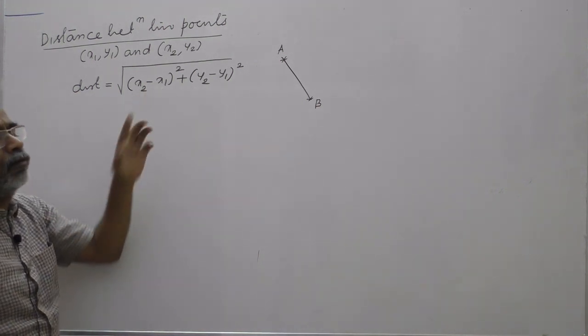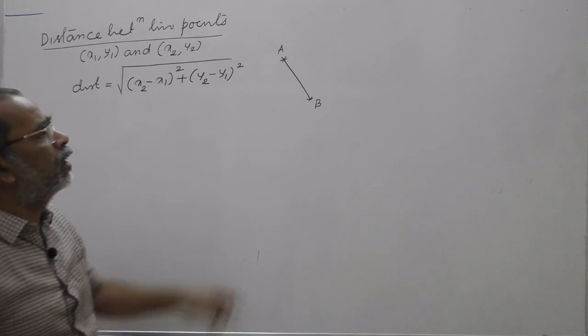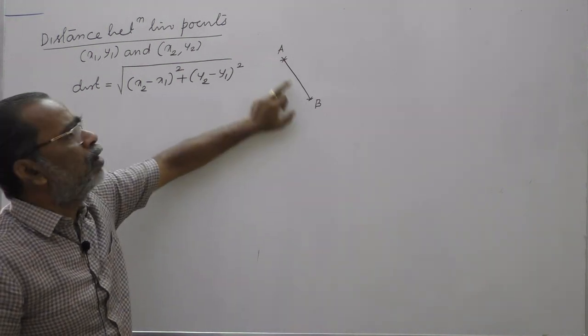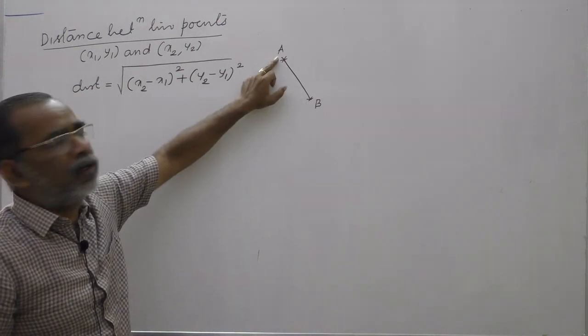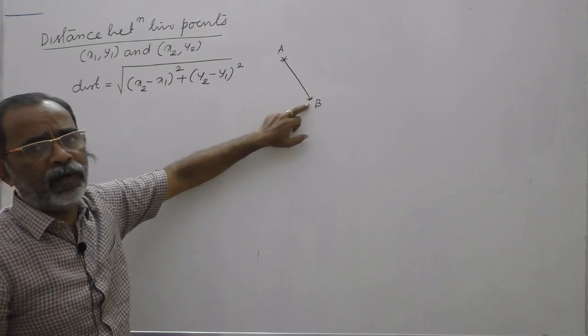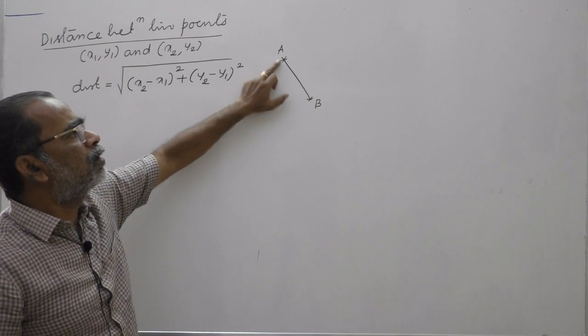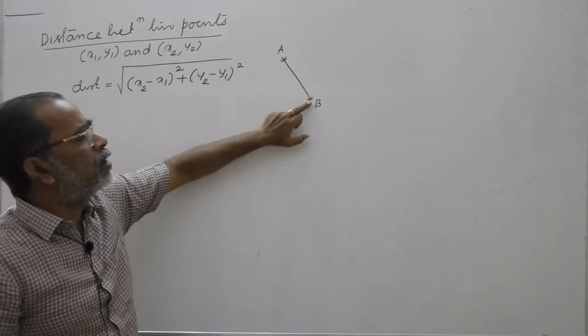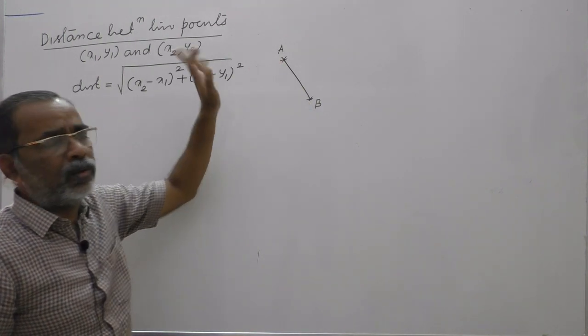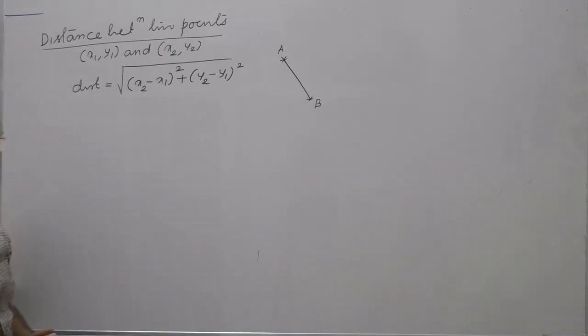Here order of the points is not important. Among A and B, you can choose this one as (x1, y1) or this one as (x1, y1). It makes no difference because distance from A to B is same as distance from B to A. So therefore this is distance between 2 points.